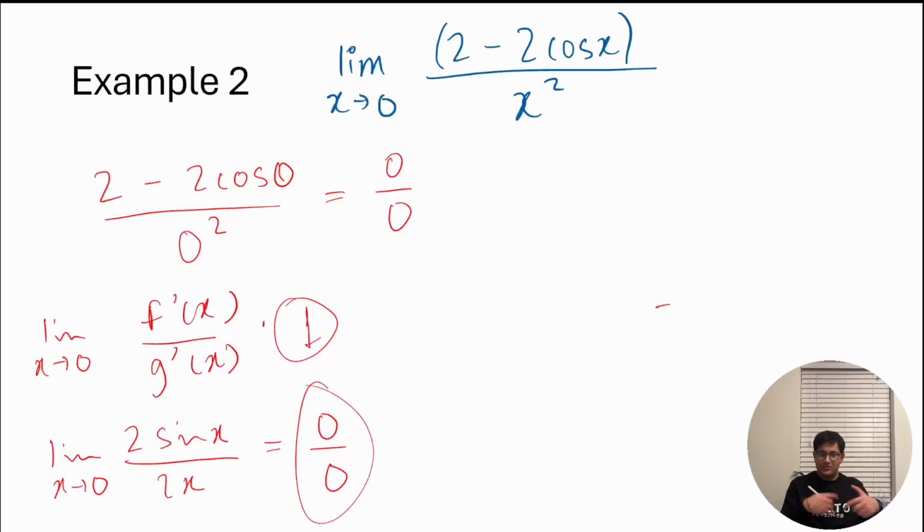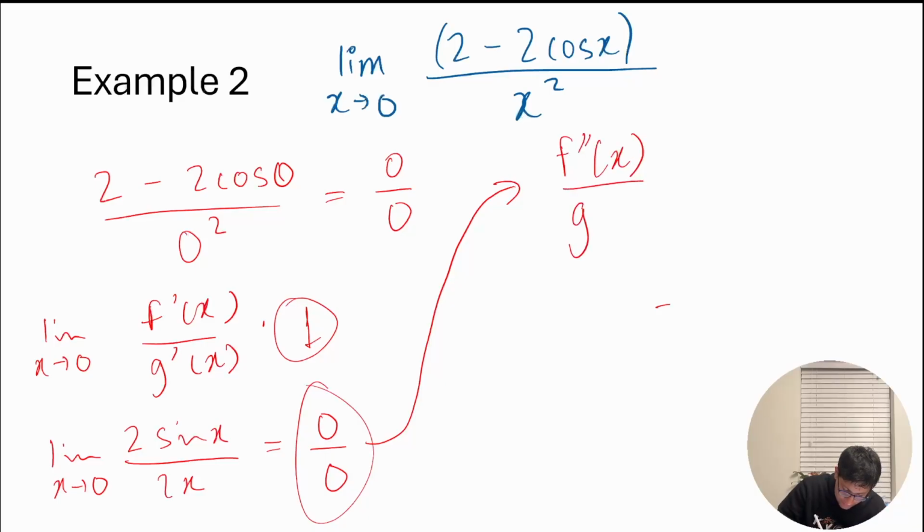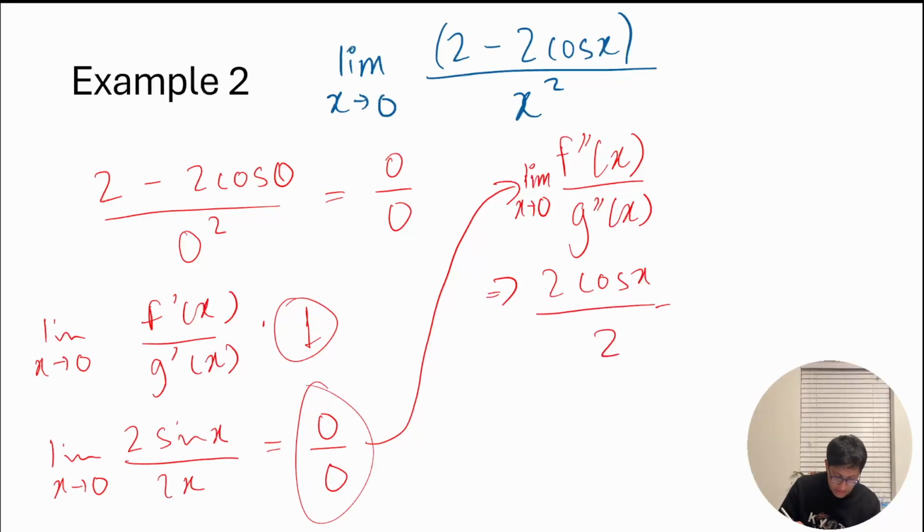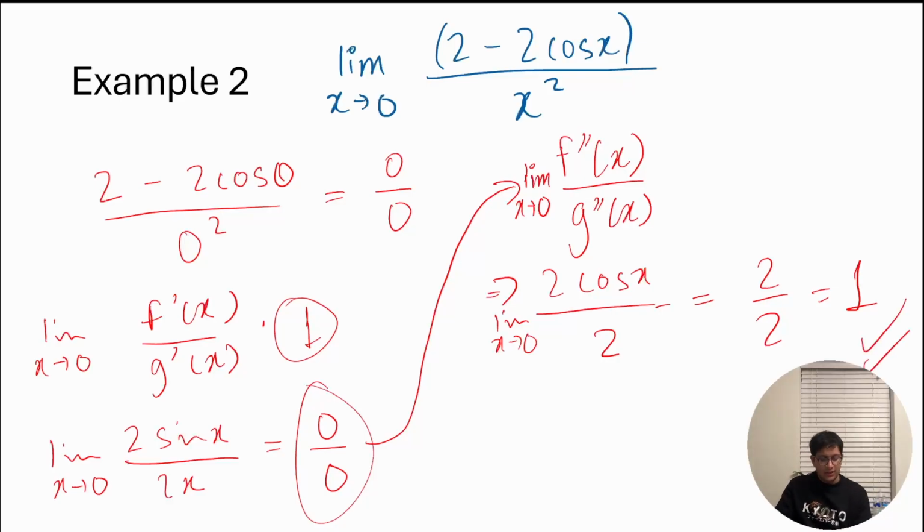Remember what I said earlier, you can use L'Hopital's repeatedly, basically until you stop getting 0 over 0 or infinity over infinity. So we can just apply it again, limit as x tends to 0. So 2 sine x differentiated again would just be 2 cos x, and 2x differentiated would be 2. Now, if we set the limit x tends to 0 on these, it'd just be 2 over 2, or 1, being the final answer.